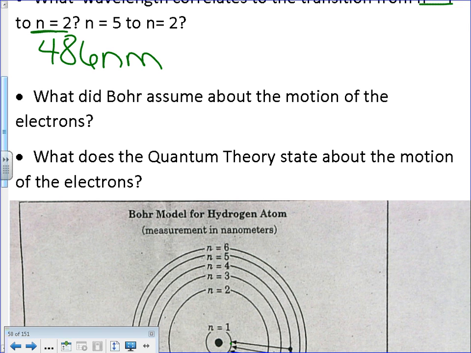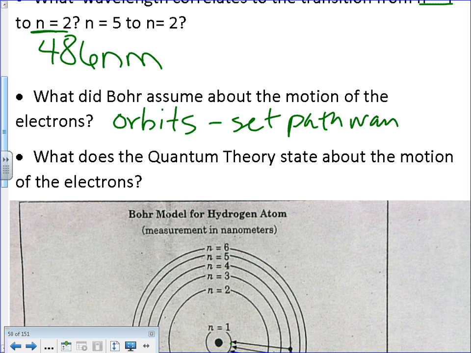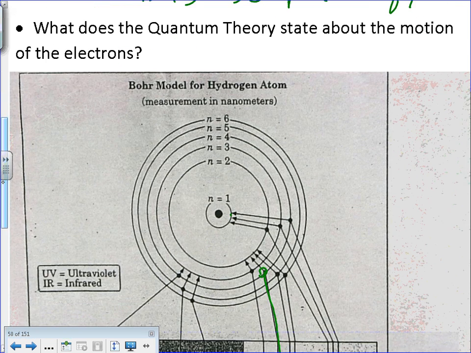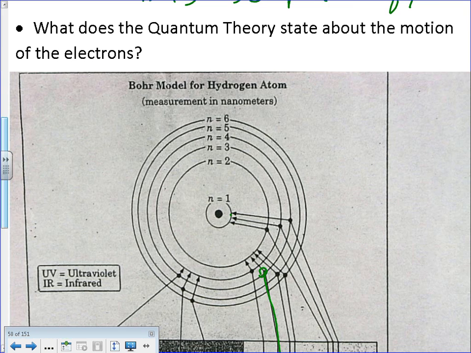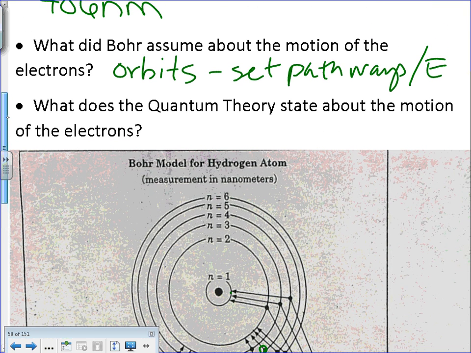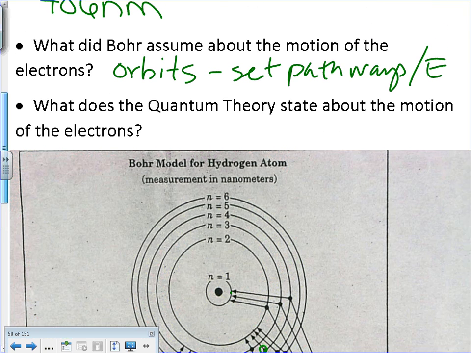Okay, so Bohr assumed the motion of the electrons was in these things called orbits. Bohr's model called them orbits, and they were set pathways with set energy. In that pathway, you can see it on the model, there's a path that's set, and there's an energy associated with that, so it's a set pathway and set energy for that electron.